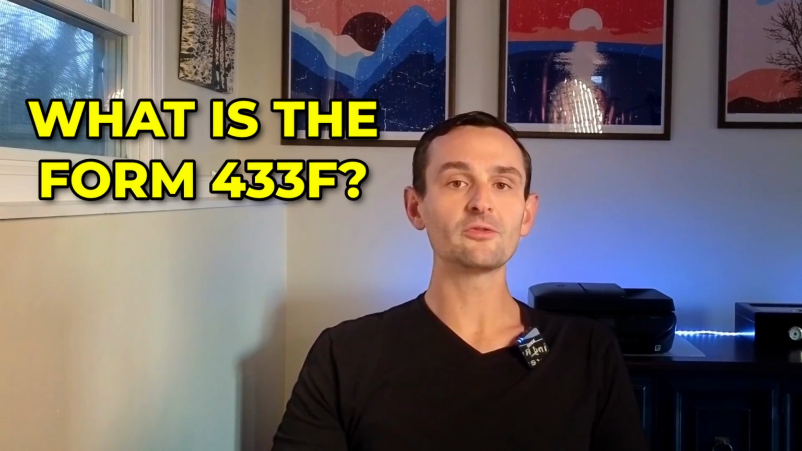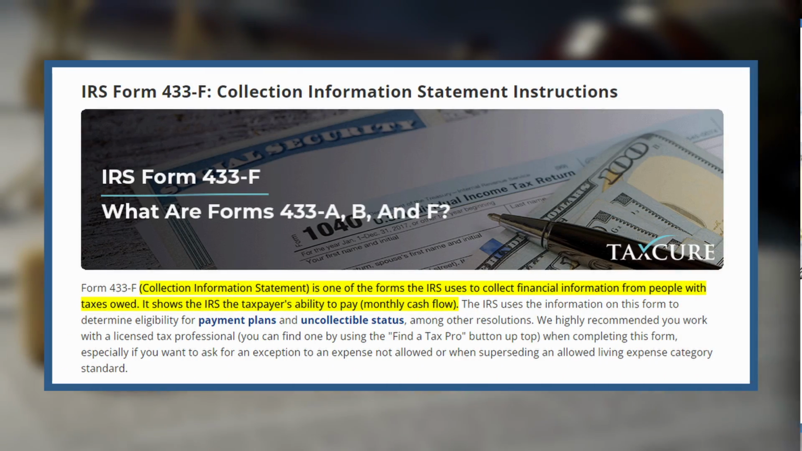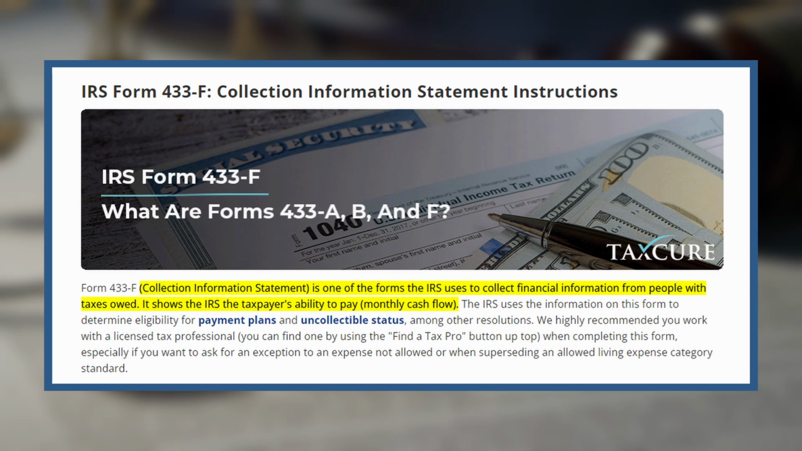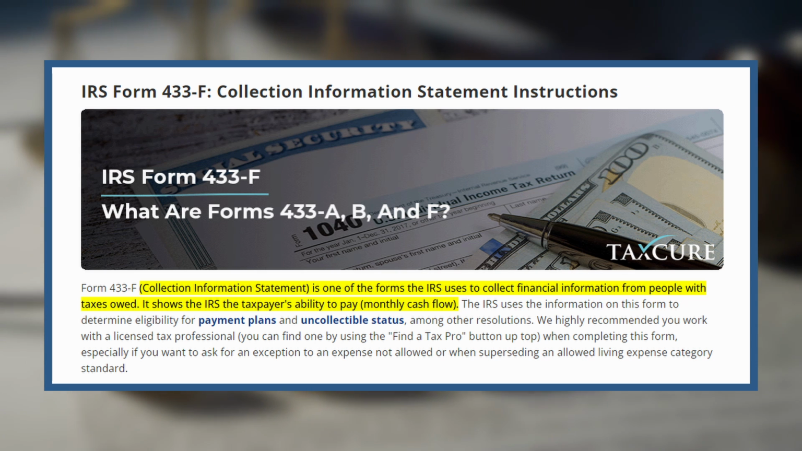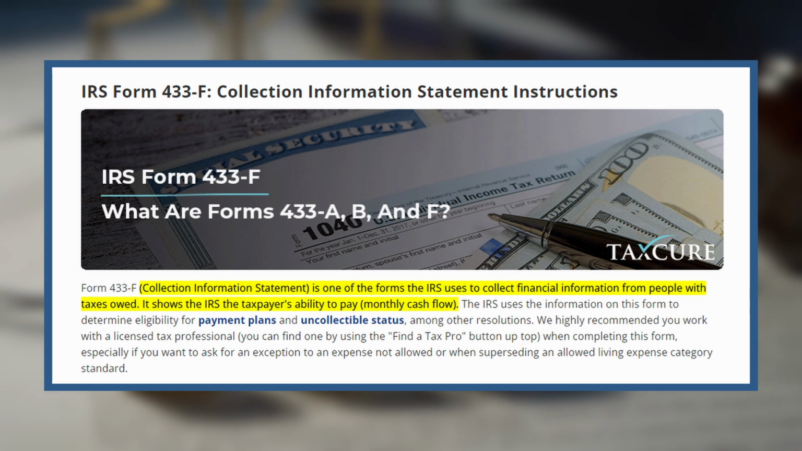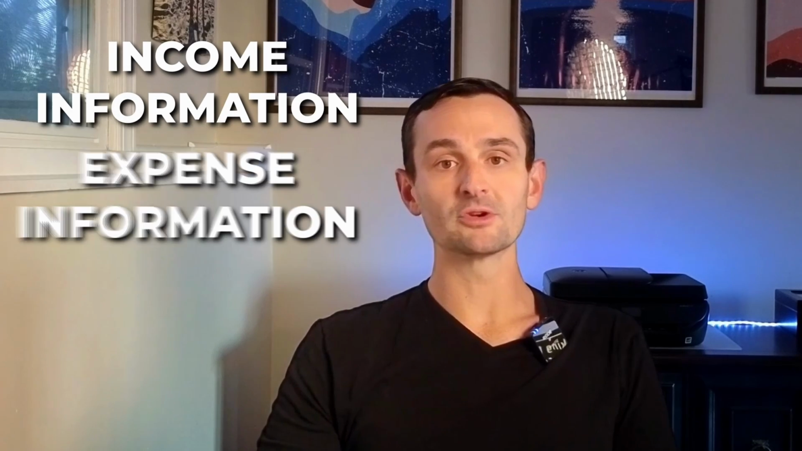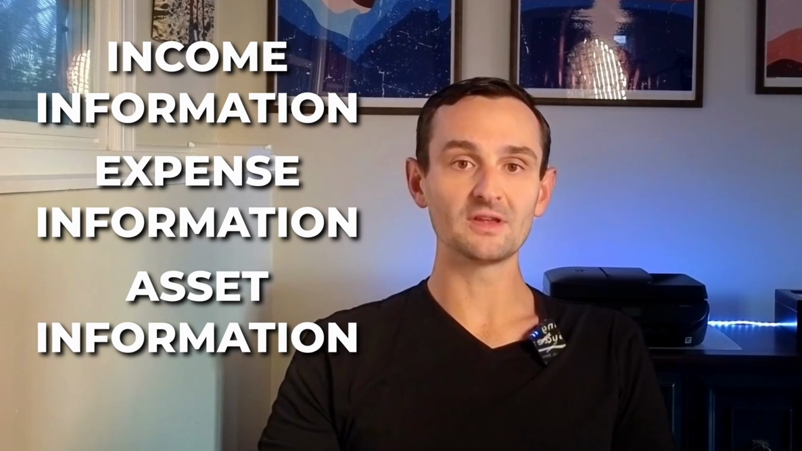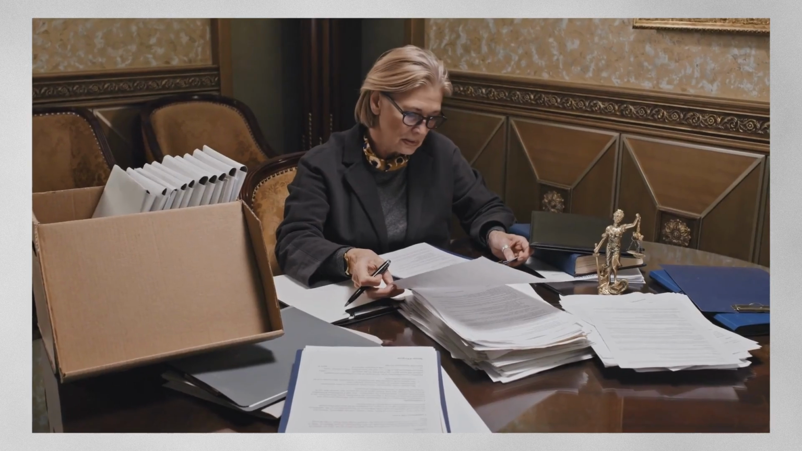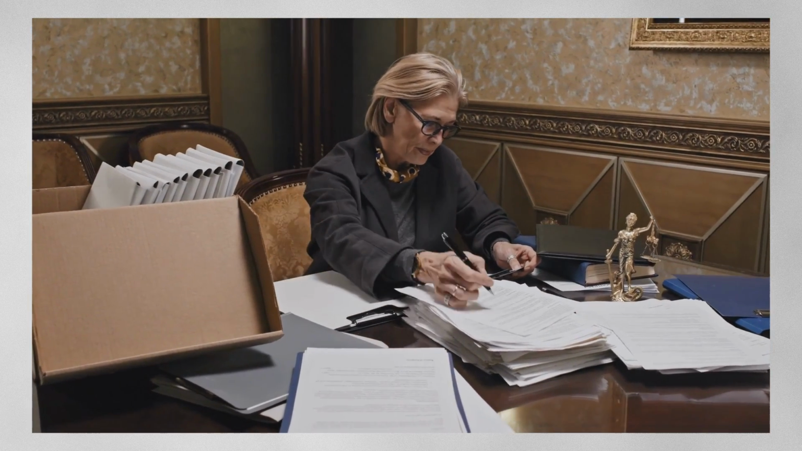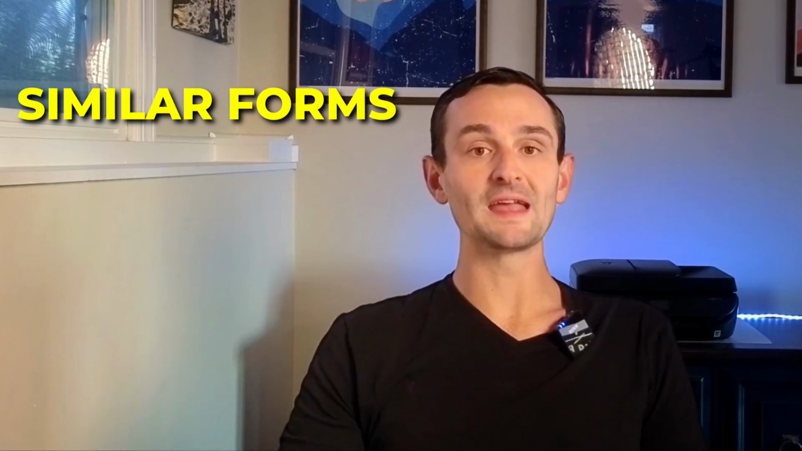All right, so what is the Form 433F? It is a collection information statement, a collection financial statement used by the IRS to determine how much you should be repaying them per month. It's going to have all of your income information, all of your expense information, all of your asset information, and the IRS agent reviewing it is going to look at it and see what is best for the IRS in terms of repayment. Now, there's a bunch of similar forms that serve a different purpose.